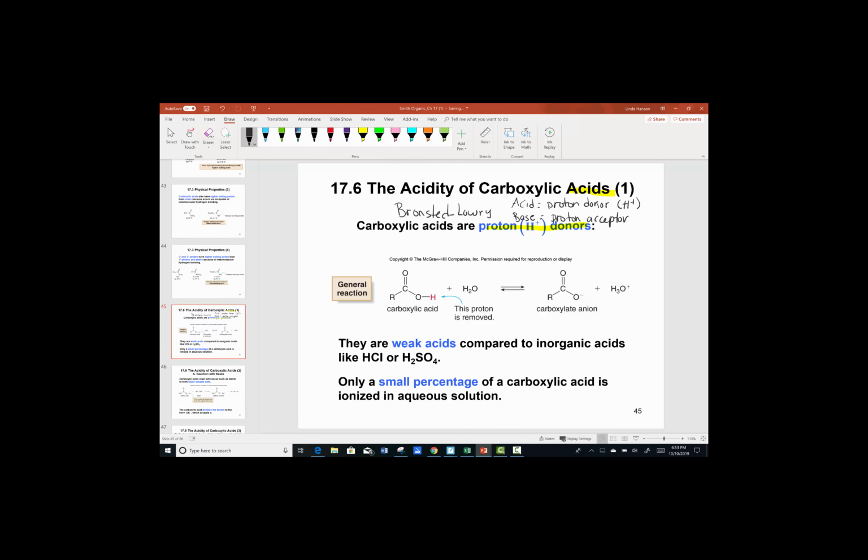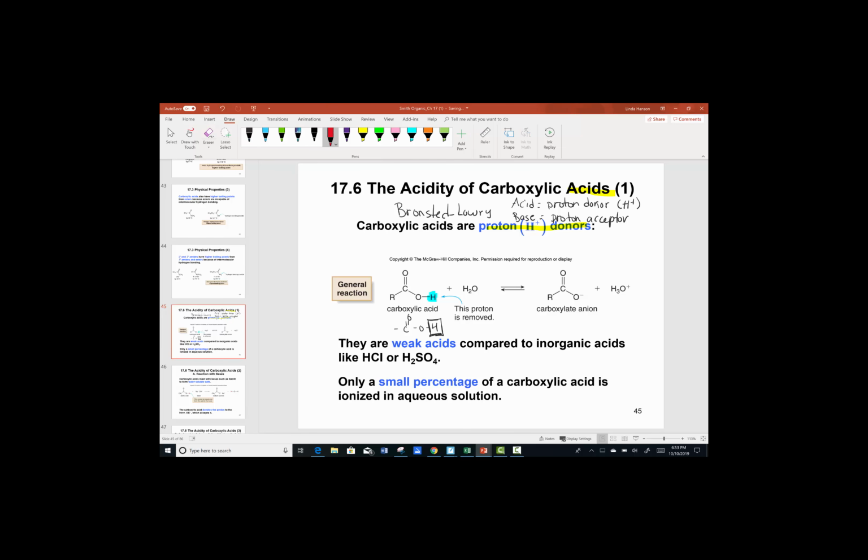The Bronsted-Lowry conjugate pair general formula is written here. We have a carboxylic acid, and right here is the proton acid in a carboxylic group. Remember the functional group, C double bond O, O, H. That's a carboxylic acid, where this is the proton, the hydrogen ion that is transferred during an acid-base reaction.